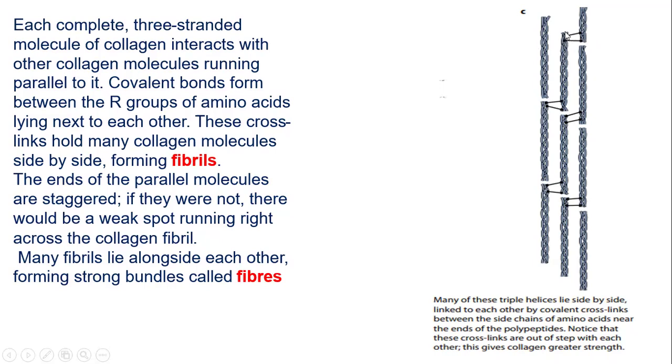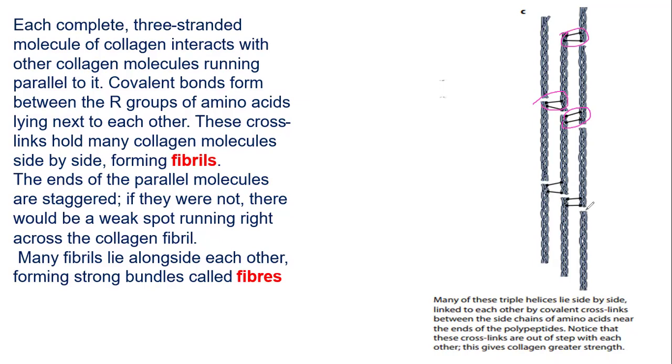You can see the covalent bond. We have this one right here. Another one is in a different position. Another one is in a different position. Even when you look at the gaps between the collagen molecules, the gaps are not all at the same level. So we can say that the ends of the molecules are staggered. Staggered means that they are not at the same level, they are at different points.